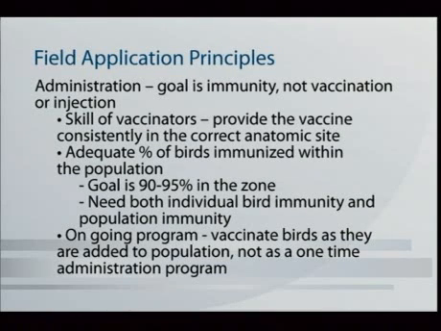In the vaccinated population, there must be an adequate number of birds immunized to decrease the potential for an infectious cycle to be originated. Generally, the goal is 90 to 95% immunity within that farm or that zone or that compartment. In this case, we need both high levels of immunity in individual birds as well as population immunity.